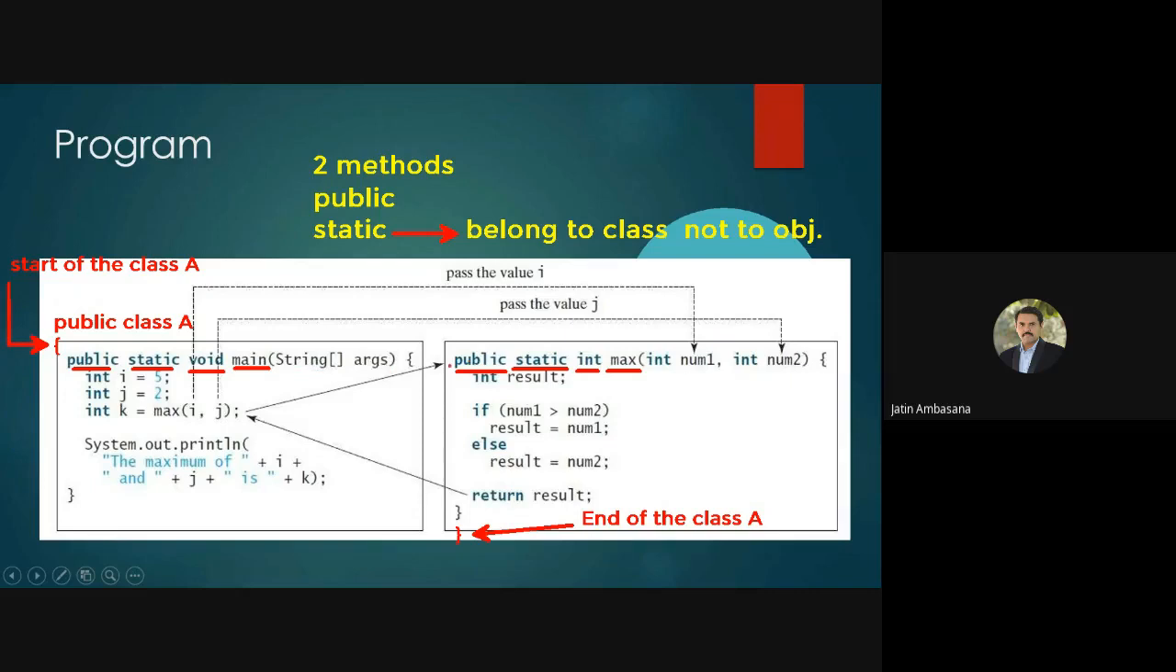And here what do we have? Here we have public because we want it to be accessible publicly. Static because we are calling it from main, which is a static method. So static methods can only be called from static methods. Basically it can be called from non-static methods also, but the vice versa is not true. You cannot call the non-static methods from the static methods directly. So those kind of restrictions are available.